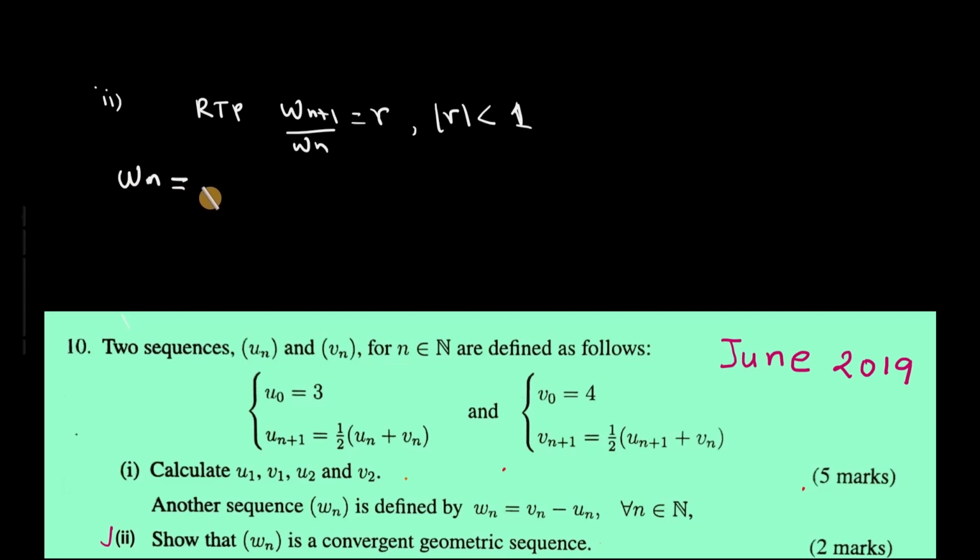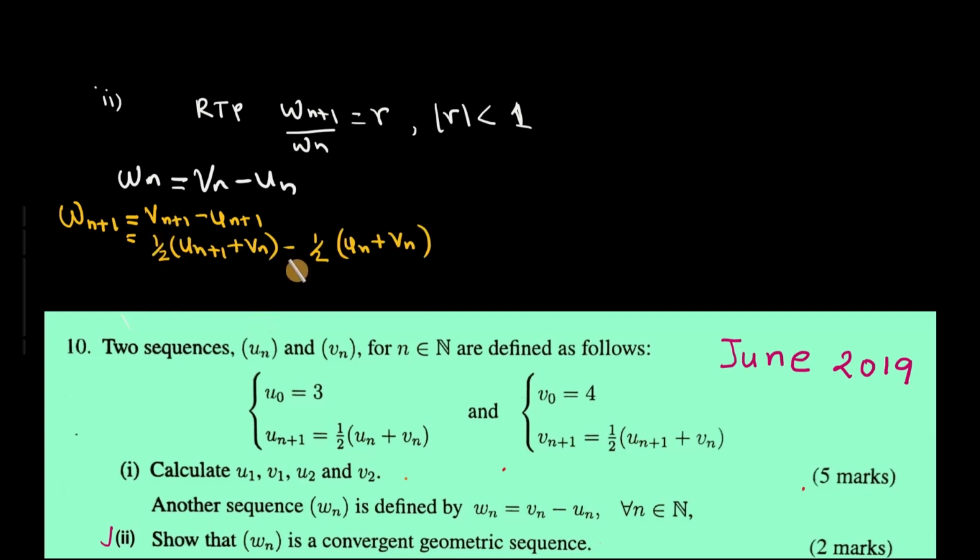Wn is equal to Vn minus Un. From the equation, Wn plus 1 is equal to Vn plus 1 minus Un plus 1. That's substituting n plus 1 in the place of n. Is equal to half into Un plus 1 plus Vn, which is Vn plus 1 from the equation, minus half into Un plus Vn, which is Un plus 1 from the equation. Factorizing half outside, I'll have Un plus 1 minus Un plus Vn minus Vn. That's Wn plus 1 is equal to half into Un plus 1 minus Un.